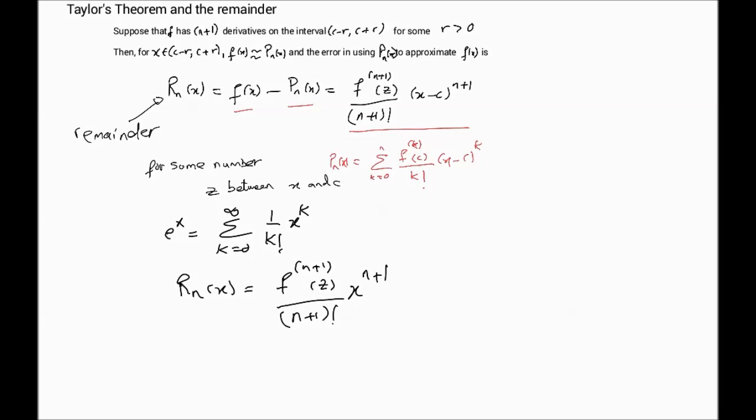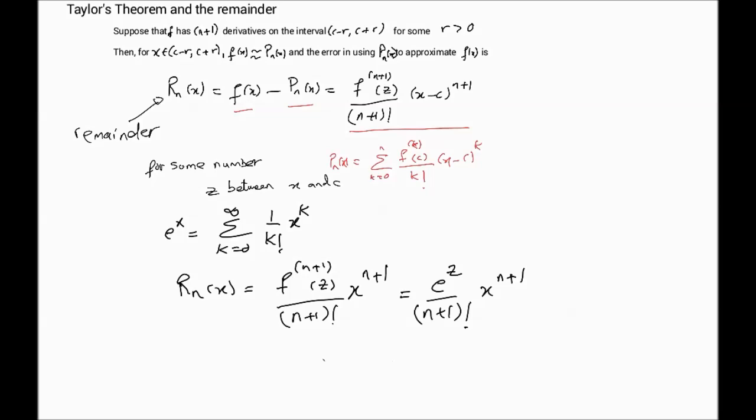Now, if you look at this, we know, for instance, that that's going to end up becoming e to the z over n plus 1 factorial, no big deal there, times x to the n plus 1. So that's fair enough. Now, what is this z? Well, of course, z would be something between x and c. This z is something we need to get a little handle on.